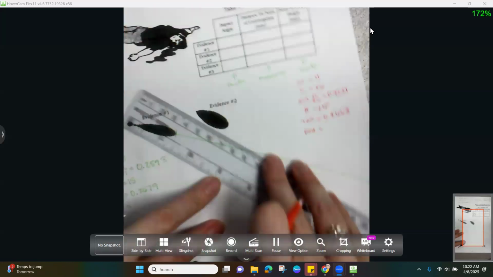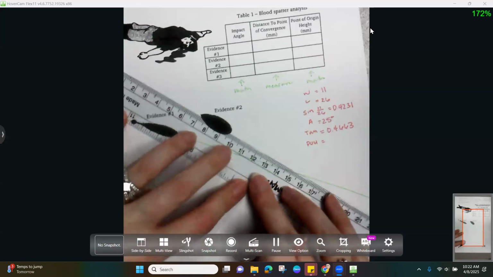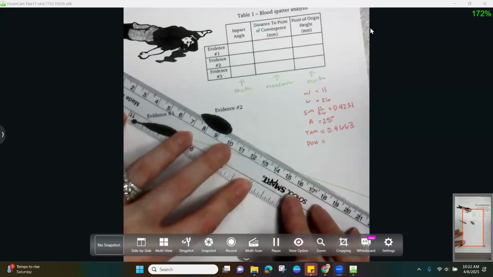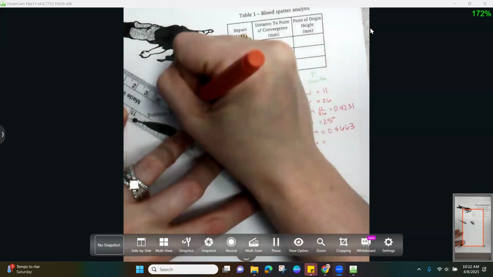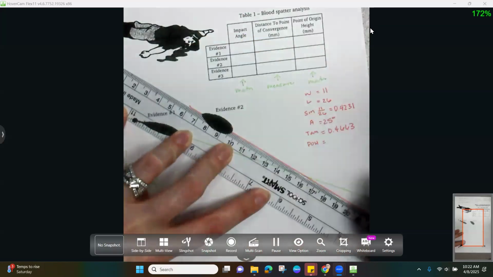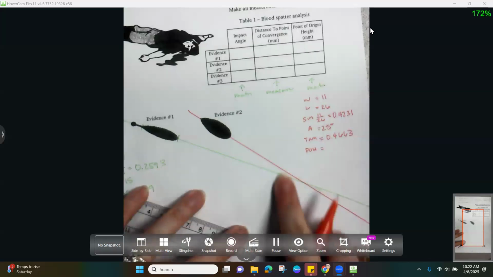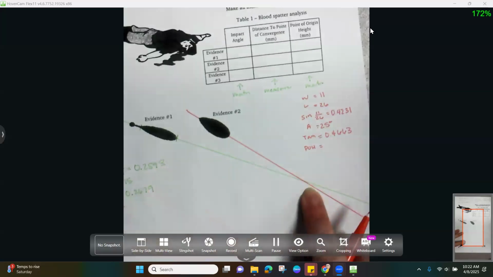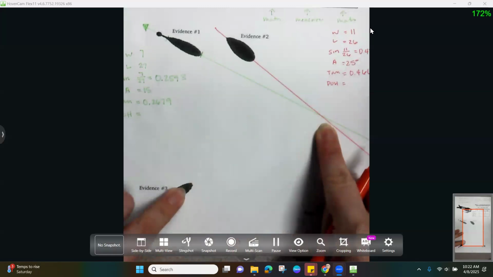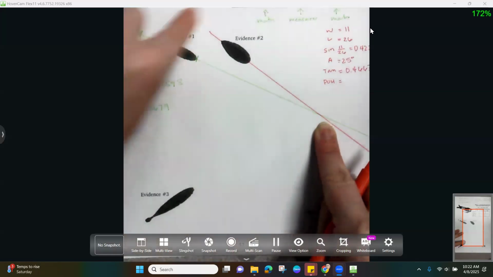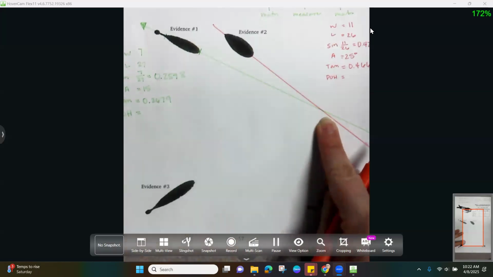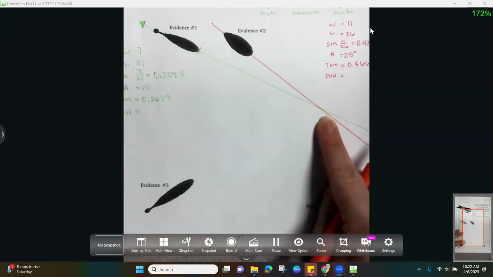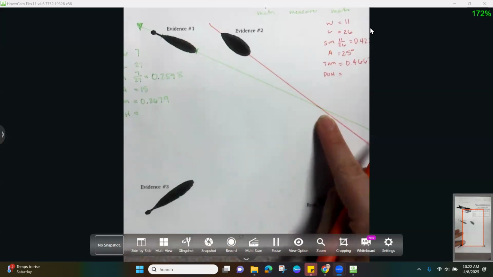Yep. And then you're going to draw your line through the middle of your blood drop. We're creating a cross section here. Hopefully, if this blood drop also came from the same impact, that will cross as well. And you will get a point of convergence.